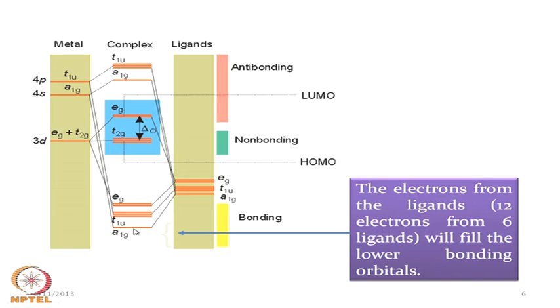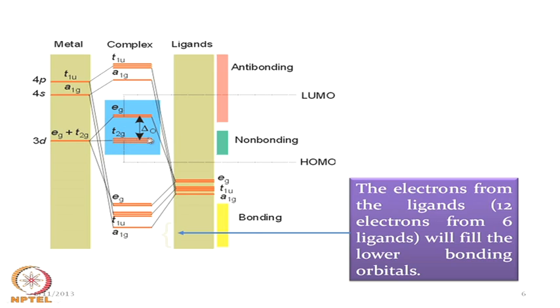So, all 12 electrons will come to occupy these 6 orbitals, and they are all filled. Due to these interactions, these are filled by the ligand orbitals, because they are of low energy compared to the metal ions. In the next step, the metal ion orbitals, that means the T2G level, will be filled from the metal orbitals.